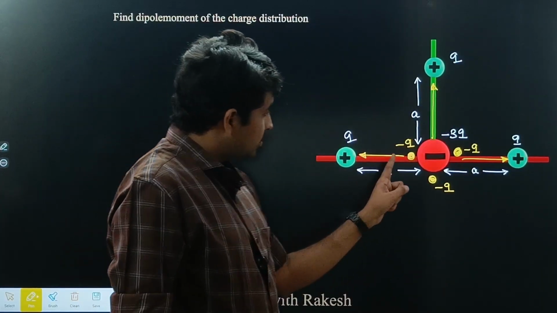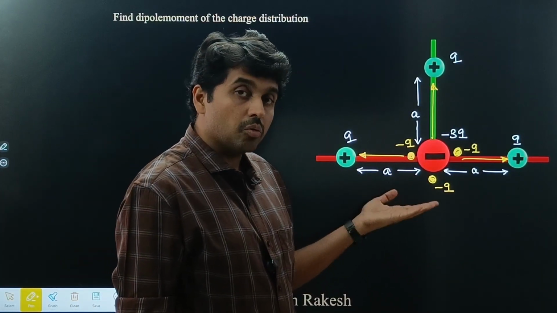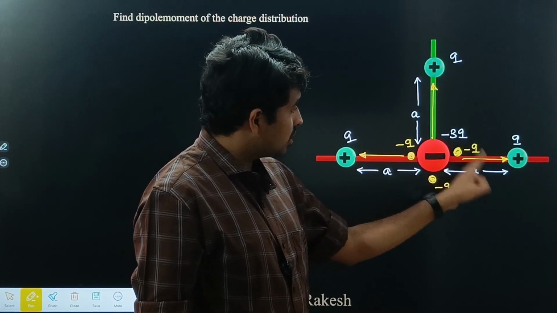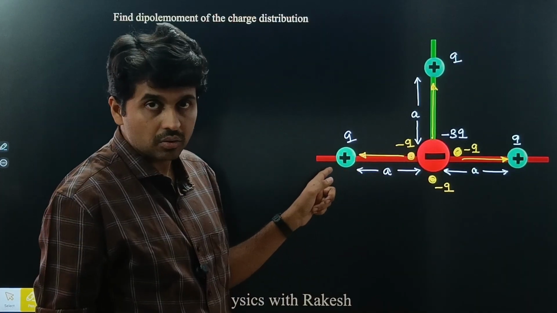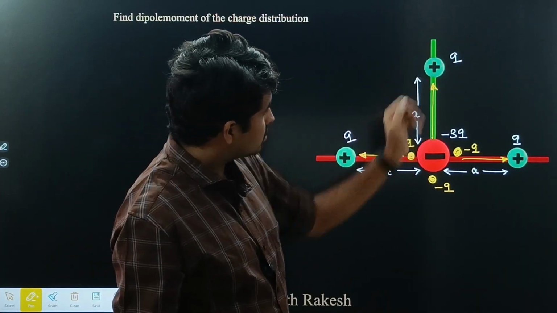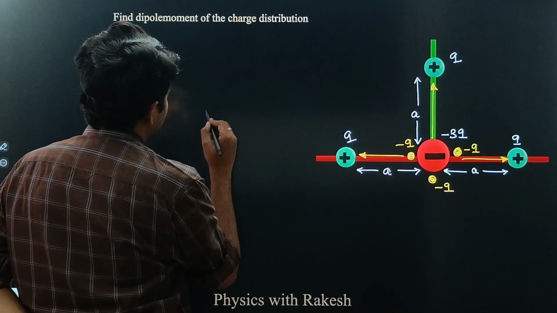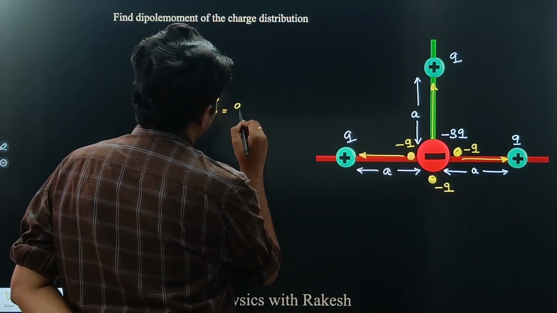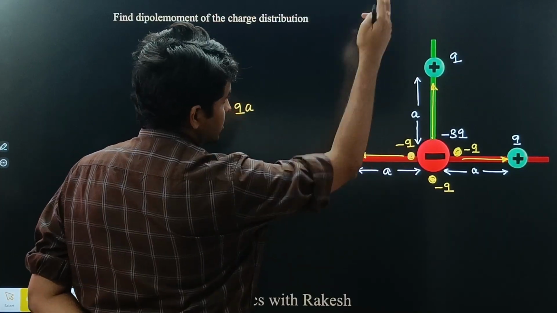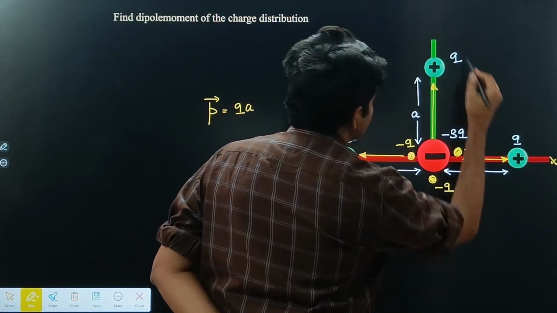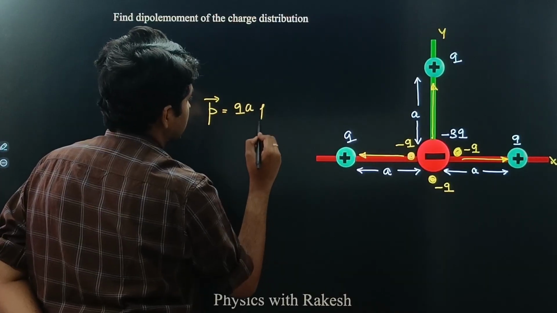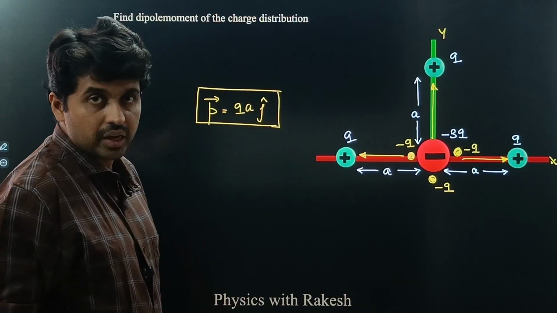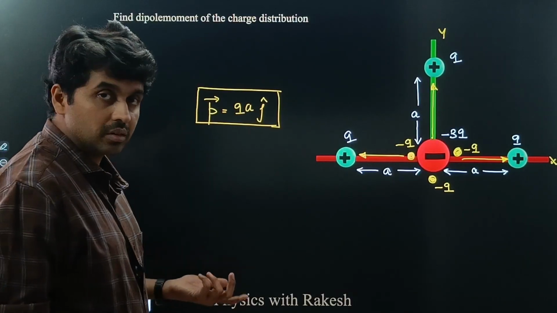Since this is a vector quantity, we said that the net dipole moment is the vector sum. So this vector will be q into a here, q into a here, and both in opposite directions, so they will cancel out. So we just have this one, so the net dipole moment is equal to q into a, in which direction? Suppose this is x and this is y, we can say q into a j cap. That's it.